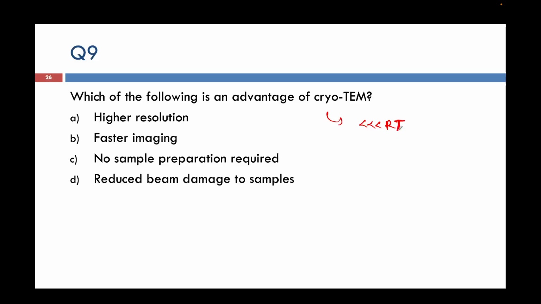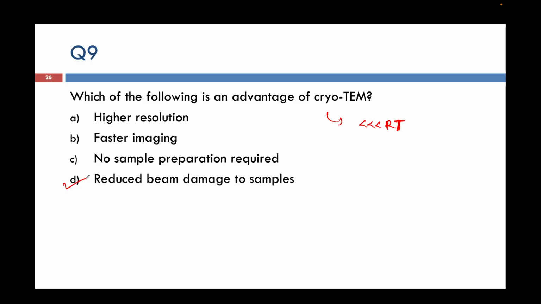Okay, so cryo-TEM means option E, reduce beam damage to the sample. Reduced beam damage, that's what it's saying, right? Or faster imaging. Reduced beam damage to the sample, yes, that is the correct answer.